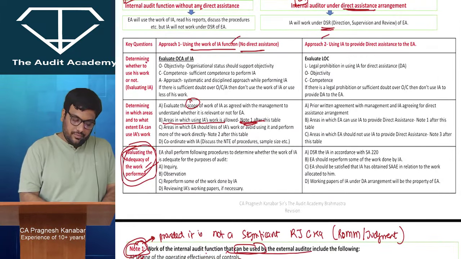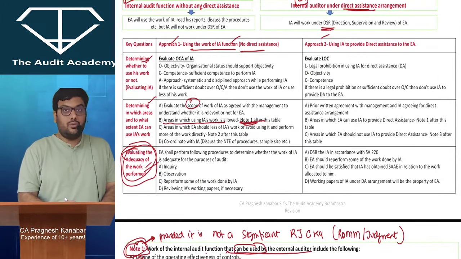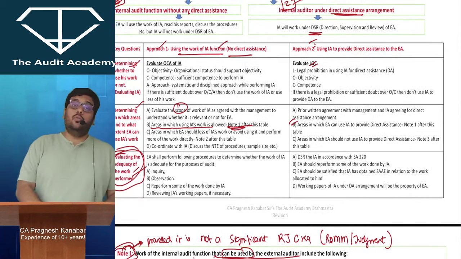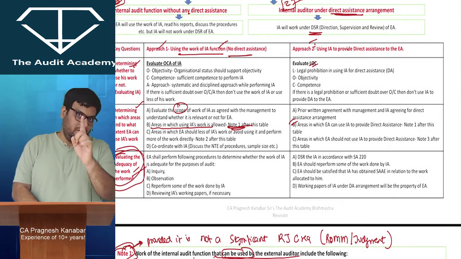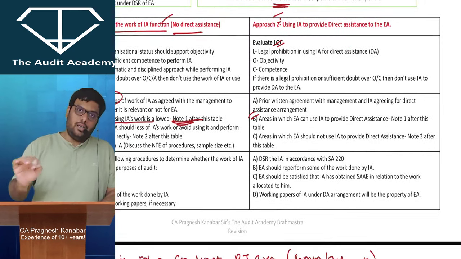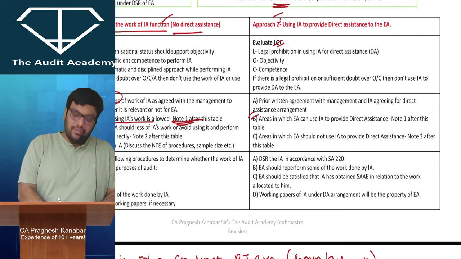So everyone over here, in approach 1, we are done with these two questions. In approach 2, direct assistance, we are done with evaluating the internal auditor. In approach 2 also, the second question is, in which areas and to what extent can you use him for direct assistance.